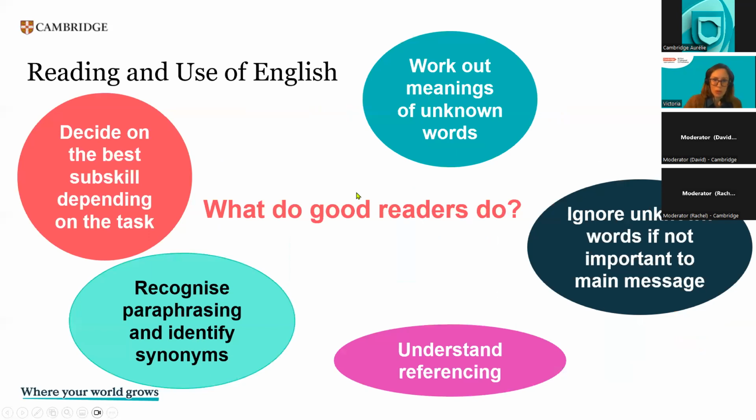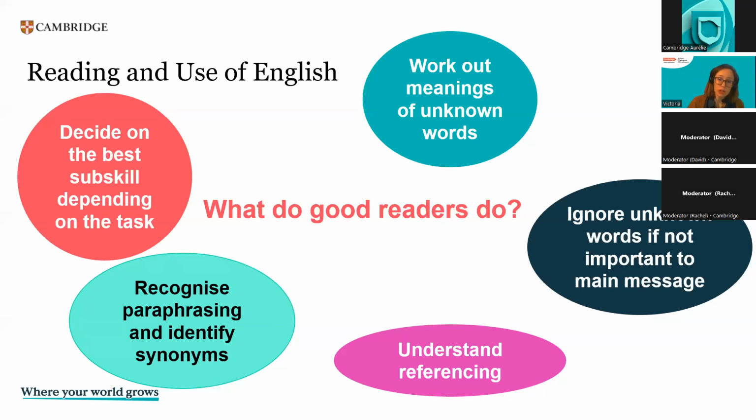What other abilities do good readers have? Well, they can recognize paraphrasing. You have mentioned these. Good readers can understand synonyms. They can identify synonyms, different ways of expressing the same idea. And I have to say that this is not only about reading. This is also very useful when listening. This is also very useful for writing and speaking, to show that you have a wide range of structures, of course, suitable for the level.